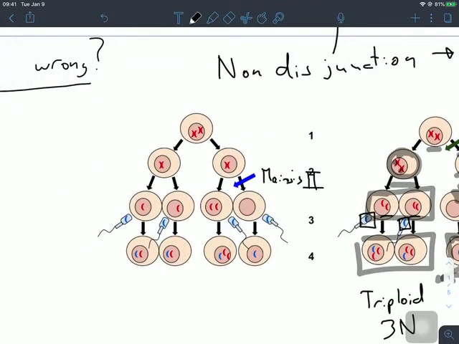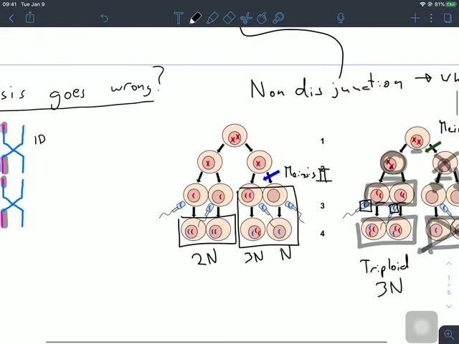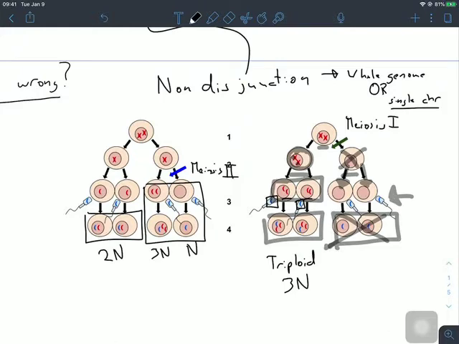If the non-disjunction event occurs in meiosis 2, you will have two zygotes that form up just fine, and two zygotes that form up with the incorrect number of chromosomes, one being triploid and one being haploid. So it really does matter when that non-disjunction is occurring.